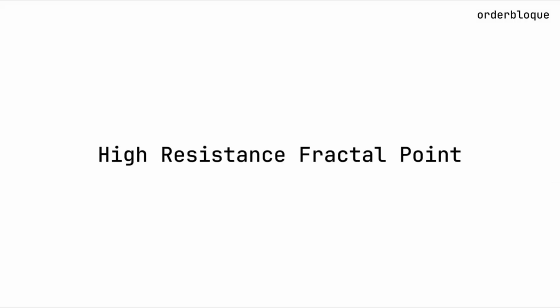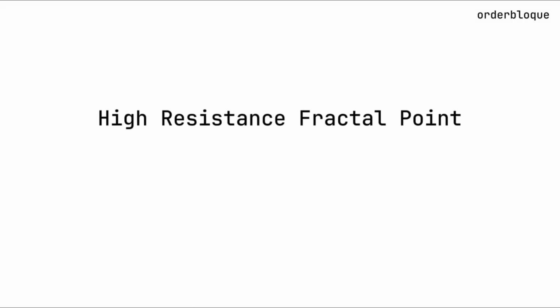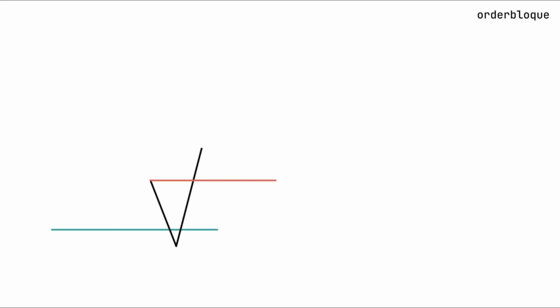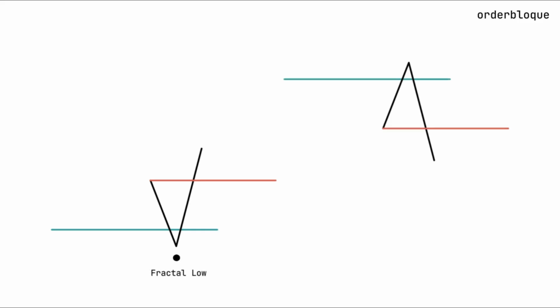The first thing to understand is what a high resistance fractal point, or fractal high and low, is. This is a market element that describes a movement interacting with a specific zone of interest, resulting in confirmed buying or selling volume. The invalidation point of such a movement is considered the fractal low in a bullish scenario, and the fractal high in a bearish scenario, which we refer to as high resistance.